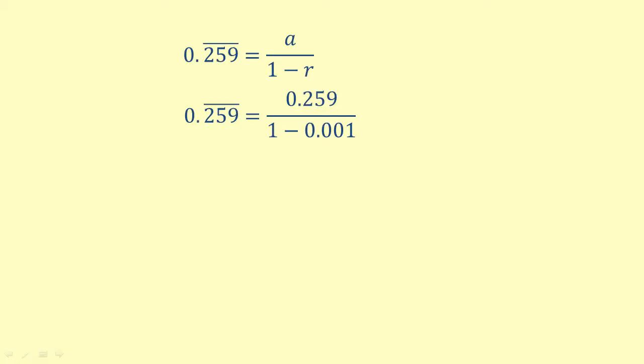Rewrite the decimals as fractions. So we have 259 over 1,000 times 1,000 over 999. This equals 259 over 999. We can reduce this fraction by a factor of 37, since 37 is a factor of both 259 and 999. This gives us 7 over 27. Therefore, 0.259 repeating, written as a fraction, is 7 over 27.